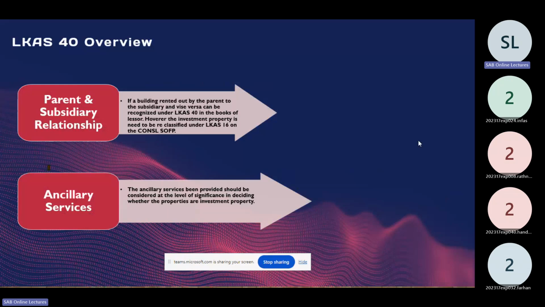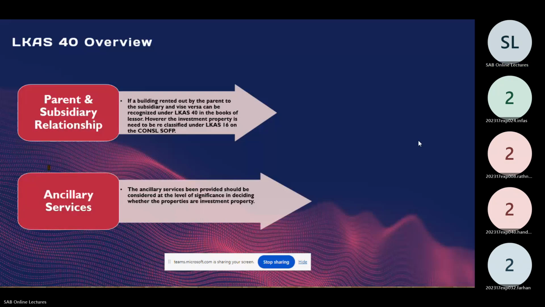In this line, we consider whether the properties are eligible. Let's think like this. Imagine a building rented out to others, and if there are extra services provided to the people renting the building, like maintenance and security services, it can still be recognized as an investment property.